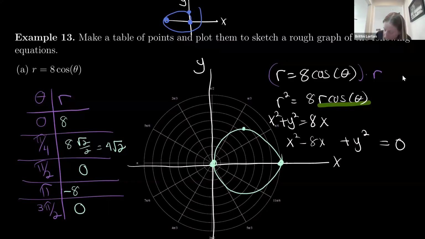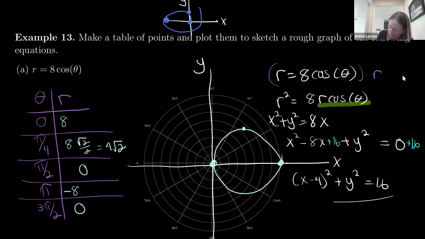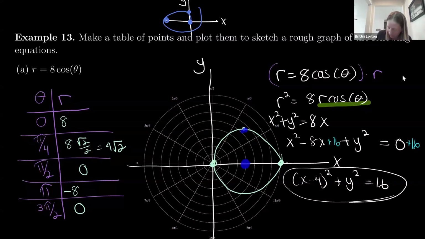You could complete the square for this, and that would end up being adding 16 to both sides of that equal sign. And I would have ended up with (x minus 4) squared plus y squared equals 16, which of course is a perfect circle centered right here at (4, 0) with a radius of 4. So there's my perfect circle. Ta-da! Okay, let's do another one.